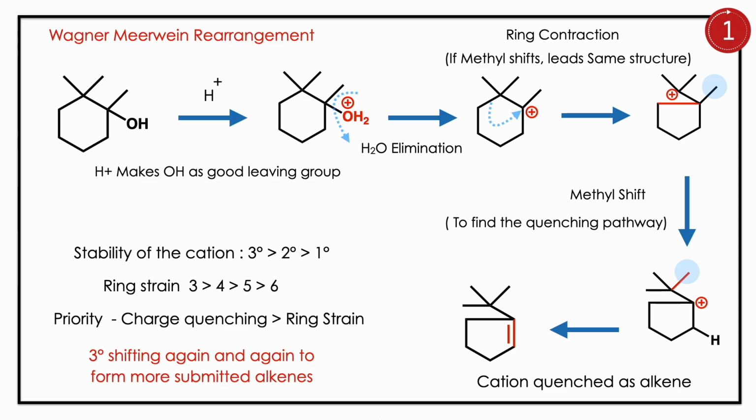Then the cation has to be quenched. How will it be quenched? It will be quenched by the hydrogen elimination because it needs a compensating electron pair. So again the methyl group migrates to find the quenching pathway. You have cation in the ring again. It will quench by alkene formation.